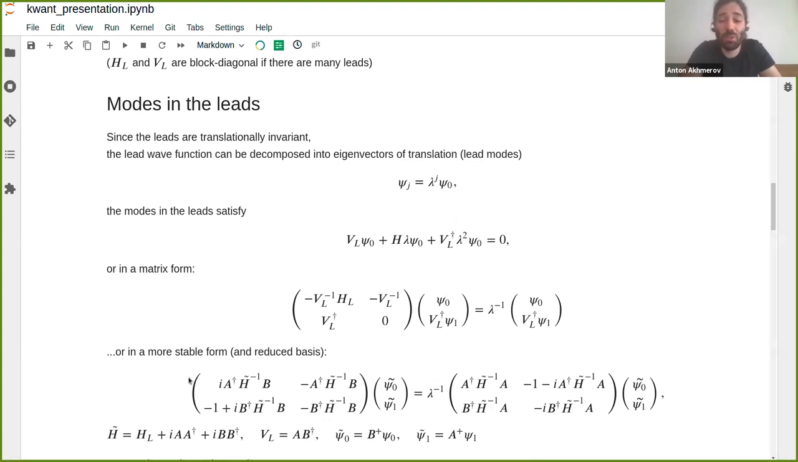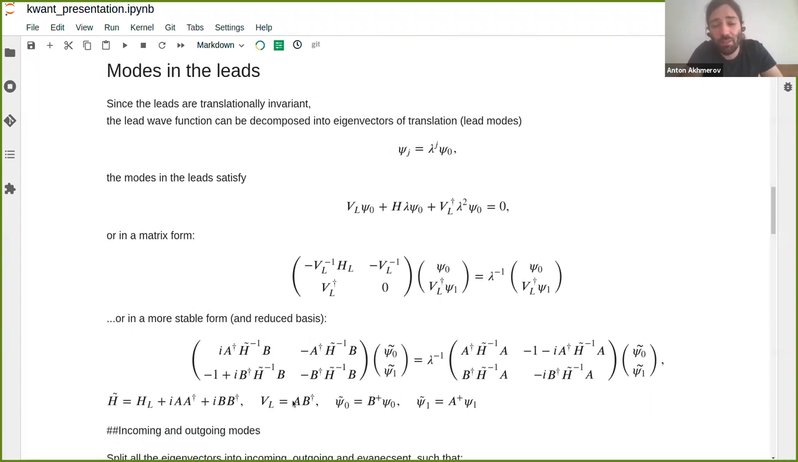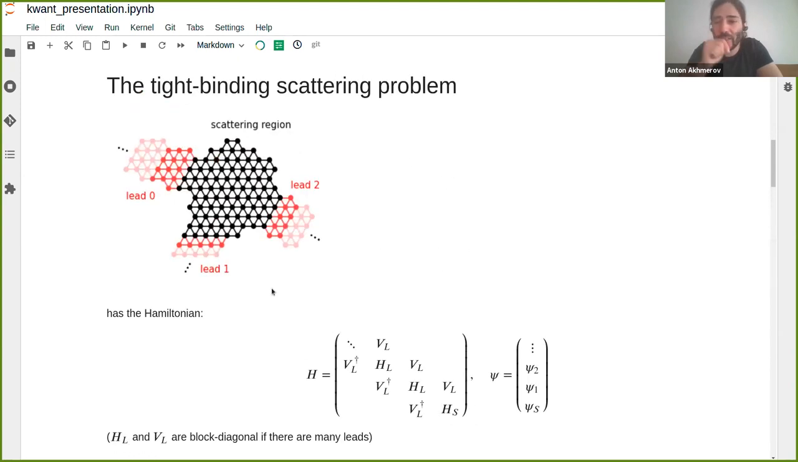But on the good side, it's more stable. Here the different matrices are the decomposition of the hoppings between different unit cells of the leads, and the Hamiltonian has an extra complex term that always makes it invertible. So as a reminder, our goal here is to solve this infinitely large system of tight binding equations for the scattering problem. This is what we need to compute all the observables.